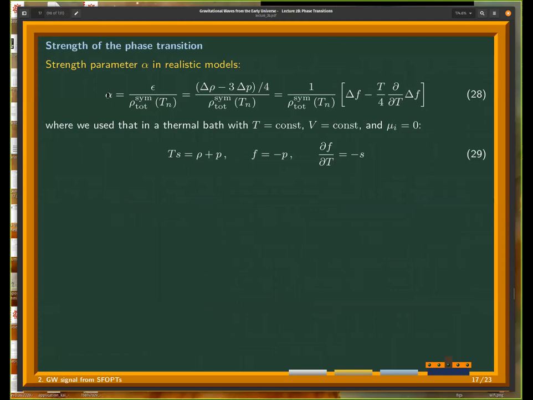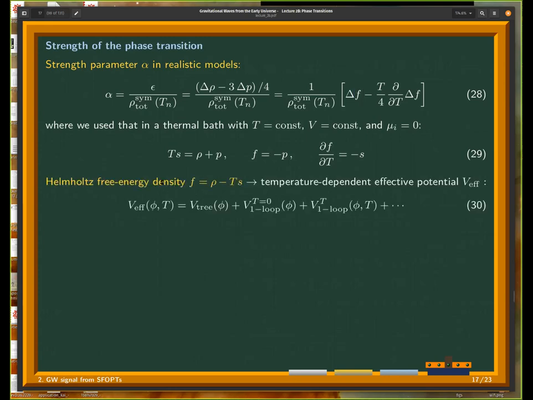In the most general terms, I can write alpha like this and then like this. And to go from this step to this step, I just use a couple of thermodynamical identities in the bath at the time of the phase transition. So in a thermal bath with a constant temperature and constant volume and no chemical potentials, these relations here hold true. So f is the free energy density, all right? So I can write this change in the energy density and the pressure as a change in the free energy density.